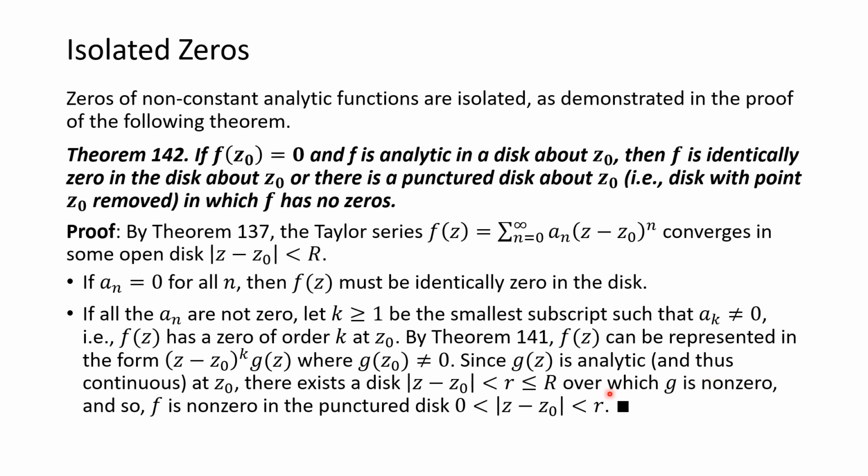And so f is also non-zero in a punctured disk about z sub 0, because f is just the product of g of z, which isn't 0, and z minus z sub 0 to the k, which is also continuous and not equal to 0 in some punctured disk about z sub 0. And so we have a proof of our theorem.